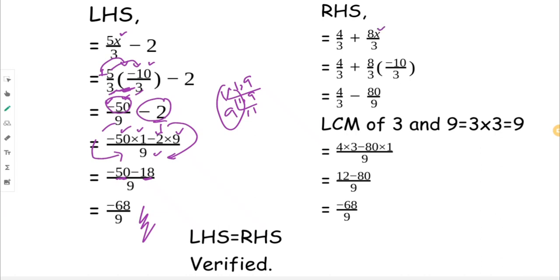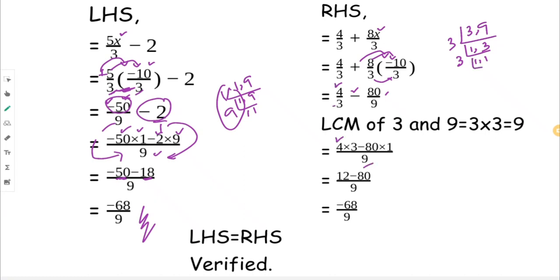Now let us do the same thing for the right hand side. Let's put the value of x, how much? Minus 10 by 3, right? Then remember, this is plus, okay? So plus into minus, minus 8 10s are 80, then 3 3s are 9. So now let's try to find the LCM of 3 and 9, right? So 3 1s are 3, 3 3s are 9. Again 3 1 time, 1 time. So LCM is how much? 9, right?